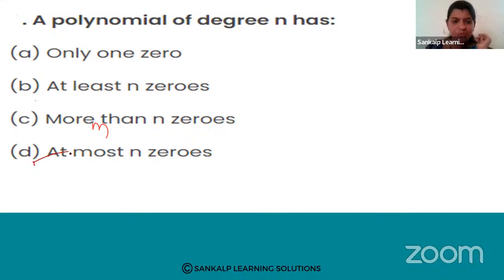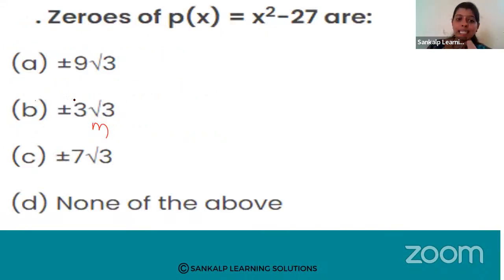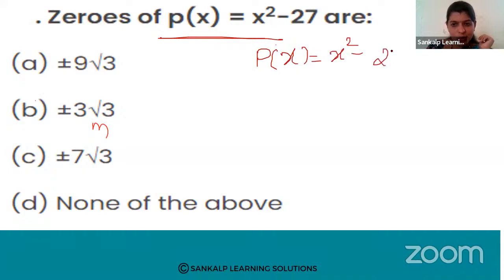At most n zero. Next, zeros of p of x is equal to x square minus 27 is there. So find out the zeros of this polynomial. P of x is equal to x square minus 27.